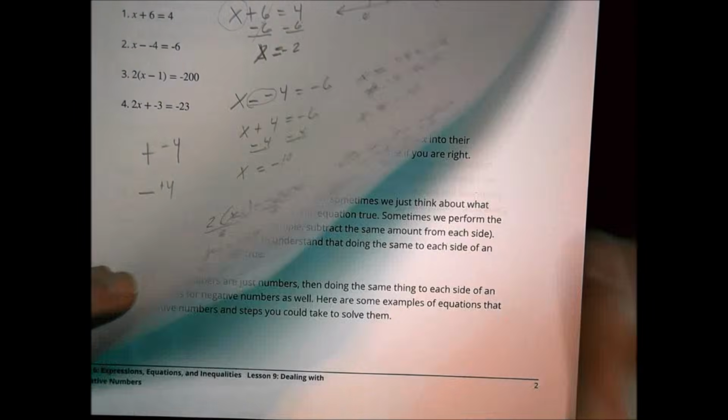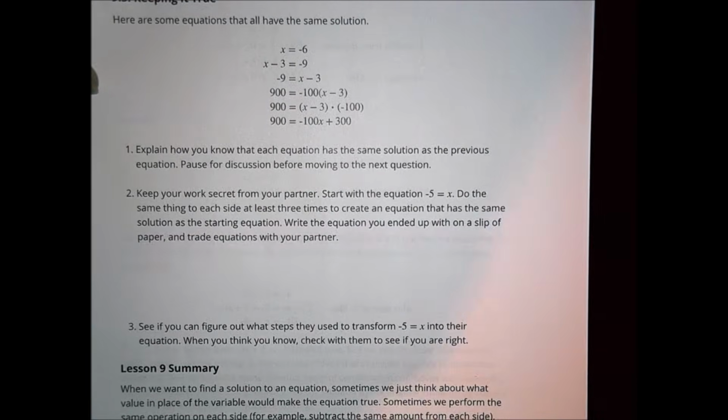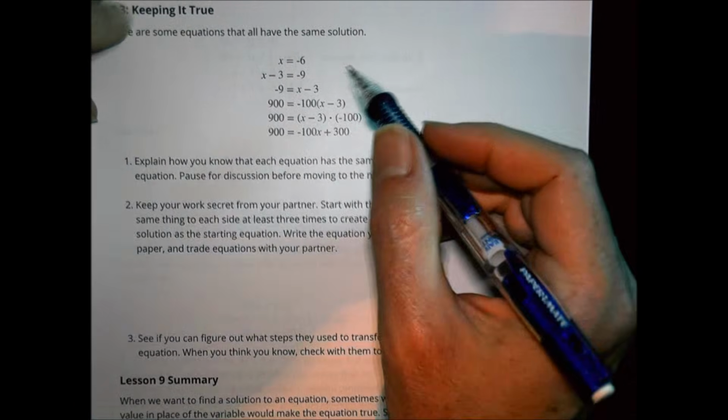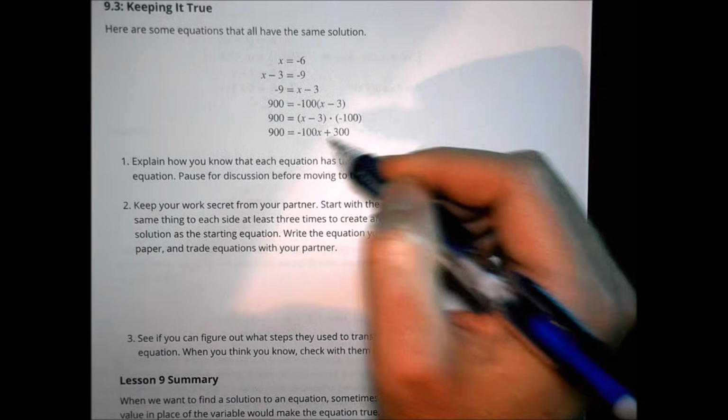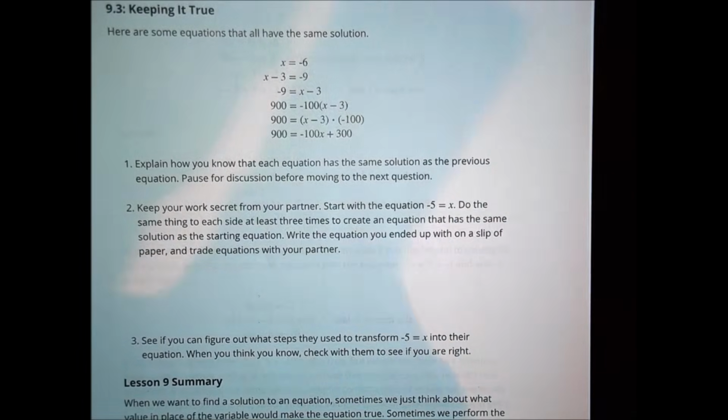Let's look at the next slide. Okay, this one's called Keeping It True. It says here are some equations that all have the same solution. All right, and we started here and it goes all the way down. Explain how you know that each equation has the same solution as the previous equation, and we want to pause for discussion before moving to the next question.